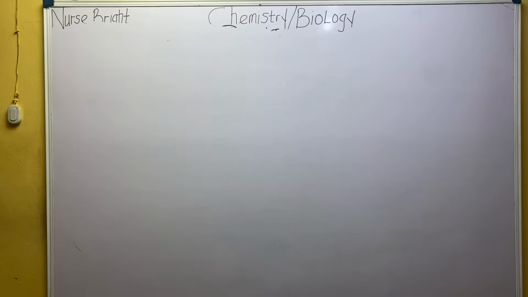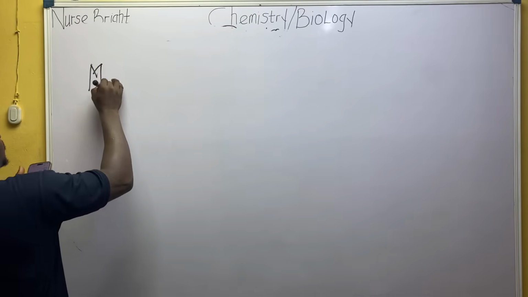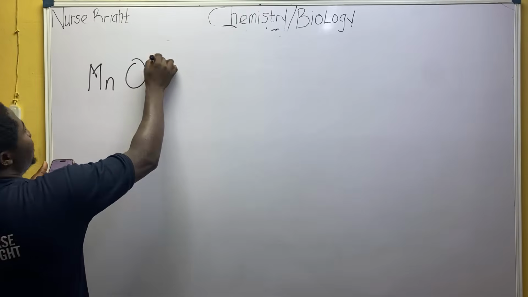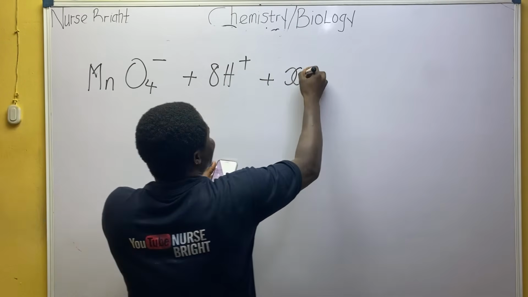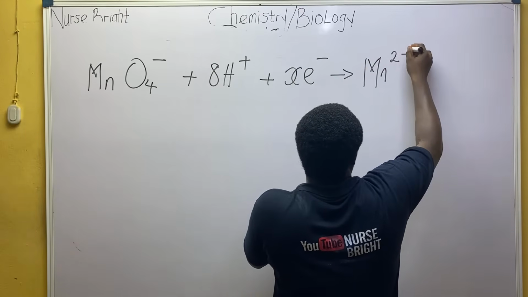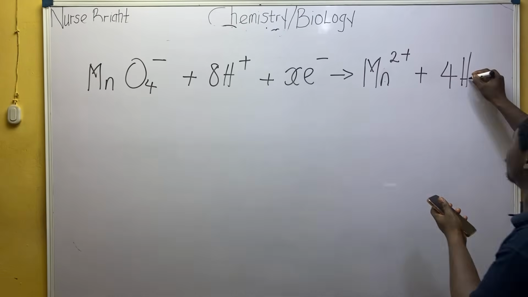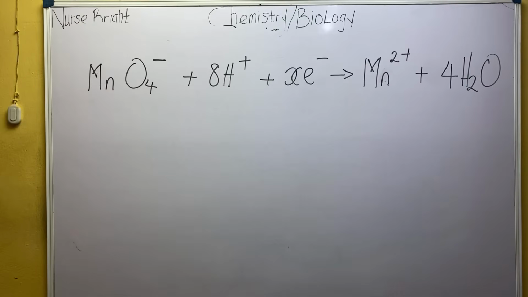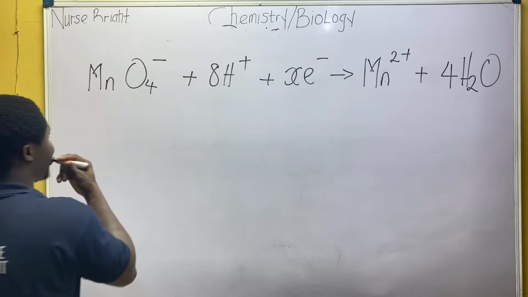Okay, class, look at this one. MnO4 minus plus 8H plus plus X e minus gives Mn2 plus plus water, 4H2O. Alright, class, what is the value of X for your electron? Tell me quickly, what should be X? It's very cheap. I've taught you many times.